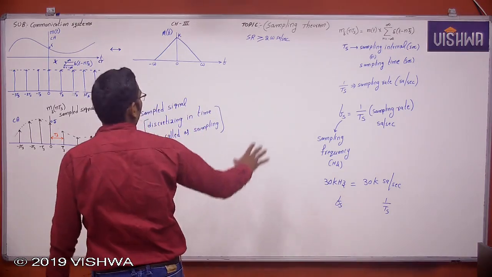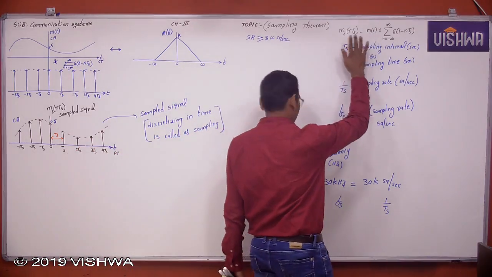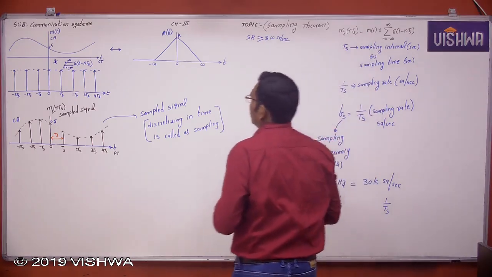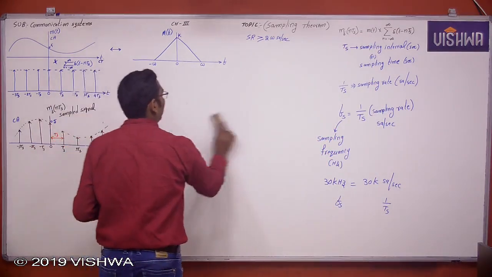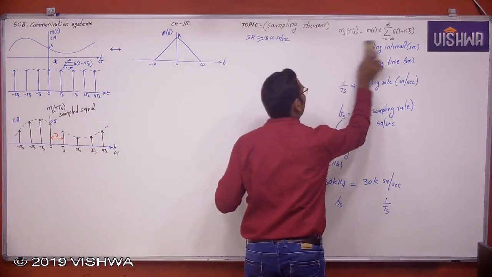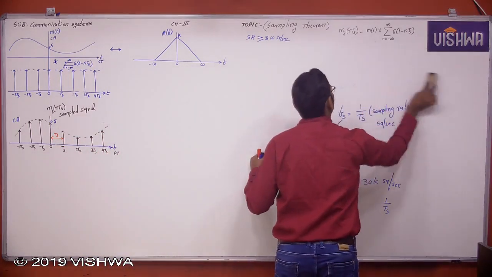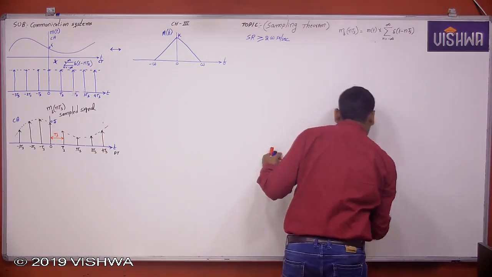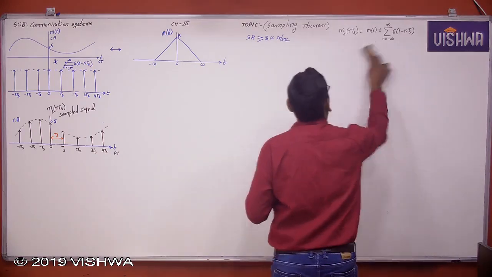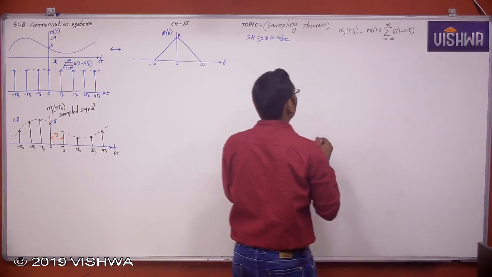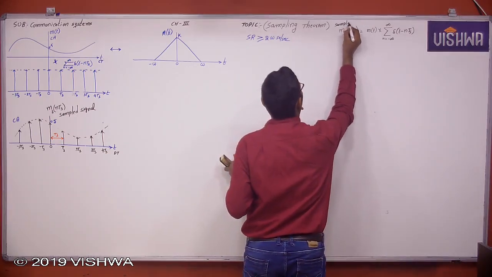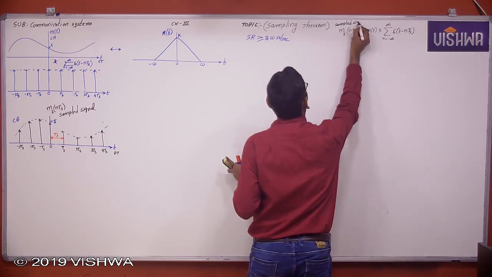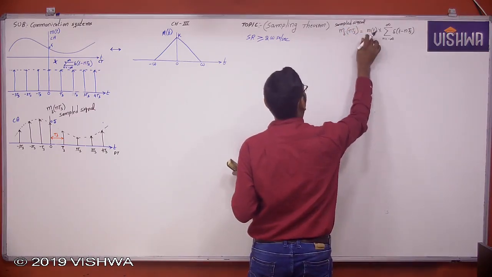Now this is the way a continuous wave signal is converted to samples. In the same manner, we now want to get back the continuous wave signal from its samples. So what should we do? This is the sample signal, these are the samples. From these samples I want this.